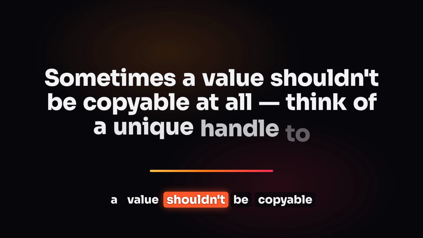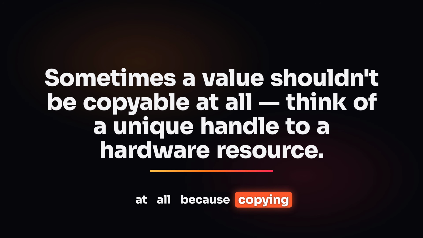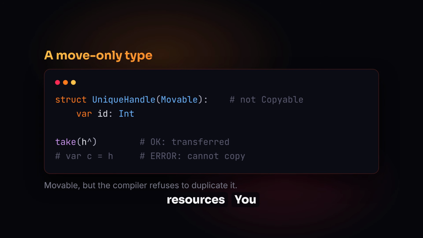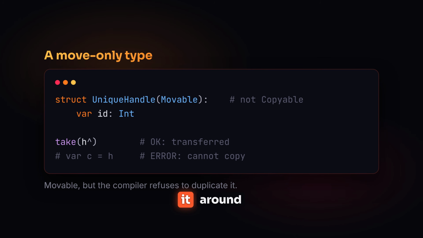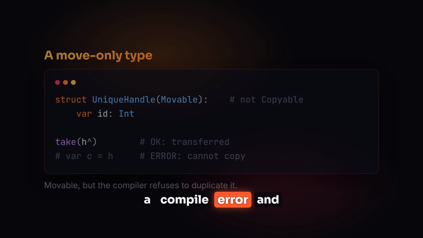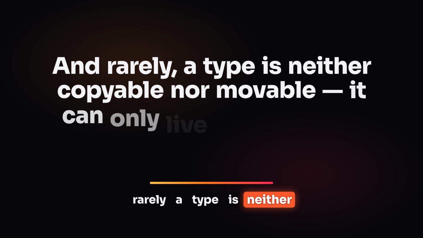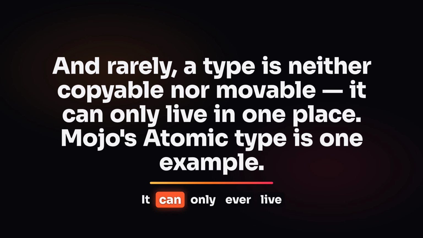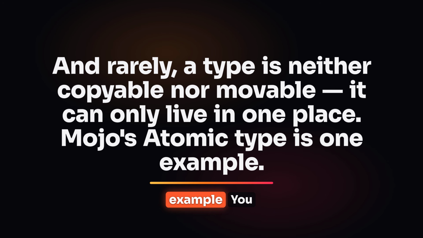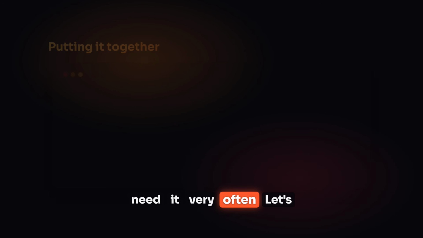Sometimes a value shouldn't be copyable at all because copying would not make sense. Picture a unique handle to a hardware resource. You can make it movable but not copyable, and Mojo will let you hand it around with a caret but refuse to duplicate it. The copy line right here is a compile error. And rarely, a type is neither copyable nor movable. It can only ever live in one place. Mojo's atomic type is one example. You won't need it very often.